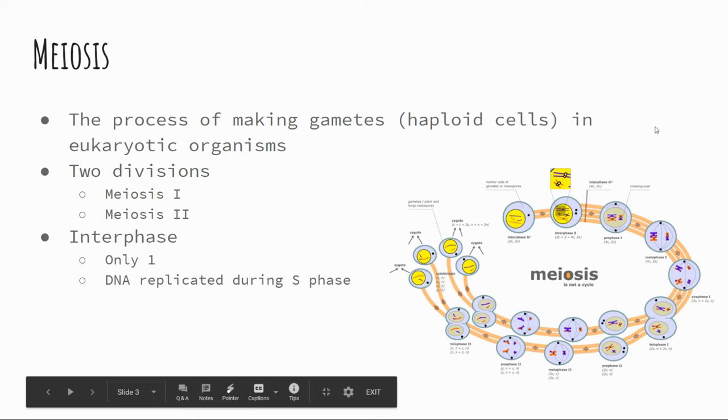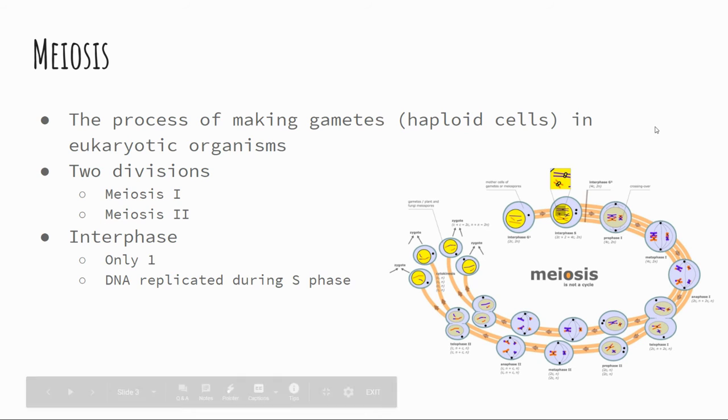All right, meiosis. Meiosis is a process of making gametes. And remember, gametes are sex cells, and they are, of course, haploid in eukaryotic organisms. Meiosis is going to be divided into two divisions. You have meiosis 1 and meiosis 2. Interphase is only going to be found in meiosis 1. There's not an interphase 2. It's just interphase 1, right before meiosis 1. DNA is going to be replicated during the S phase.